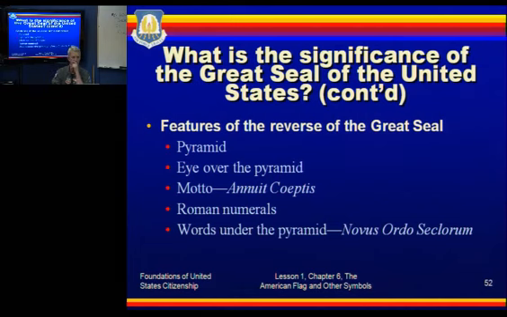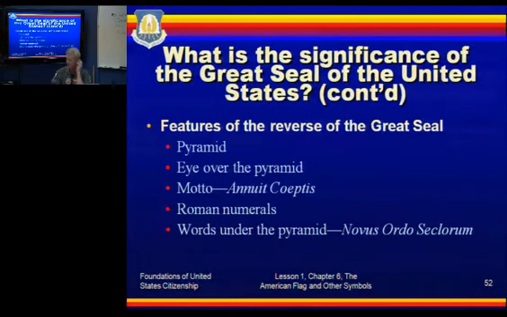1776. And what do you call that way of writing letters? Roman numerals. So what's the M mean? 1,000. Good. What's a D? 500. C? 100. C is what? Century. Yeah, 100. Great. L is 50. X is 10. You had to add it up. Why would they put a pyramid there? Why would they put a pyramid?